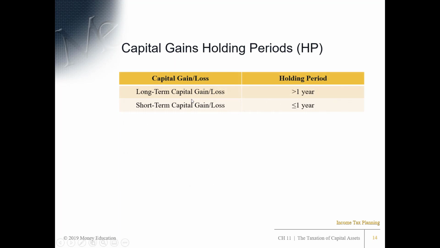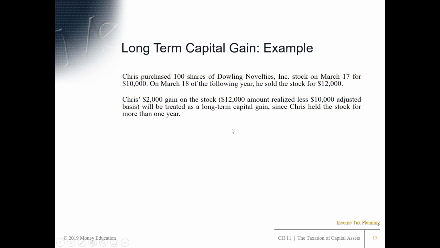Capital gains holding period. It would be long-term if it's more than a year and short-term if less than a year. A long-term gain example. Chris purchases 100 shares of Dowling Novelties stock on March 17th for $10,000. On March 18th, the following year, he sold the stock for $12,000. Chris has a $2,000 gain, his amount realized minus adjusted basis, and it will be treated as long-term because he held it for more than 1 year.